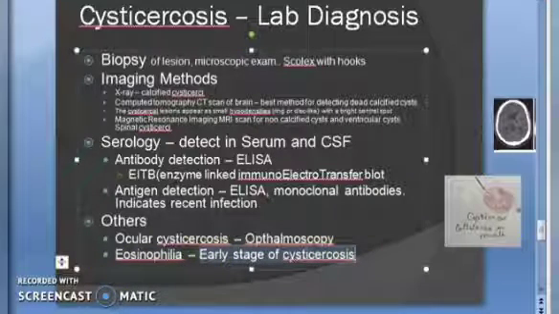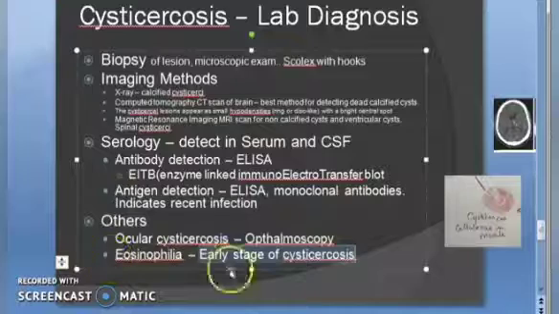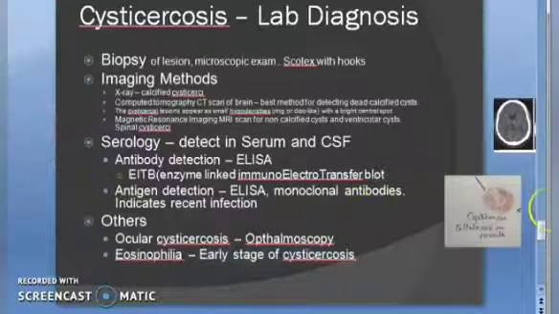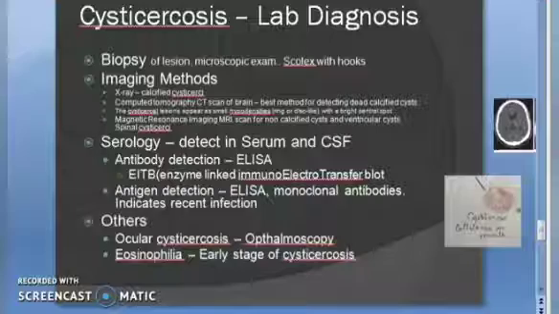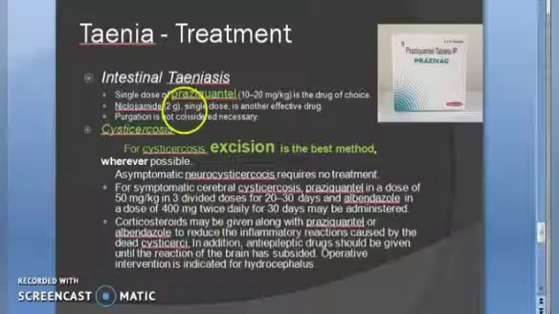Moving on, guys. How many people are still interested in this video? Don't worry, we are almost at the end. We'll look at the treatment, that's all. Now only treatment and prophylaxis is left. So let us move on now to the treatment.